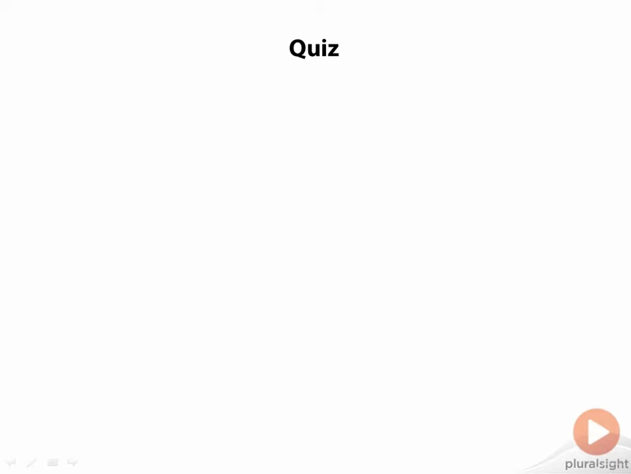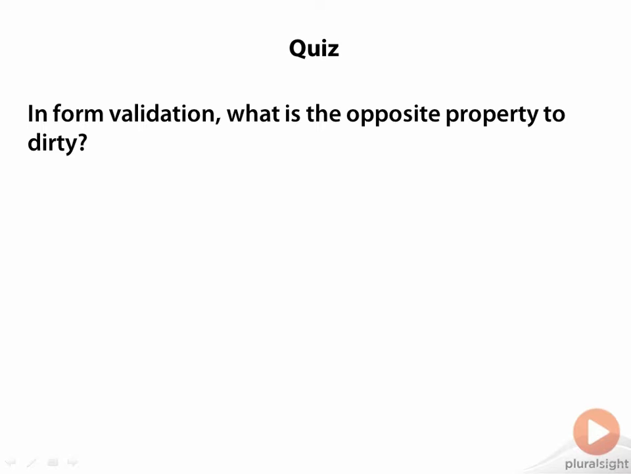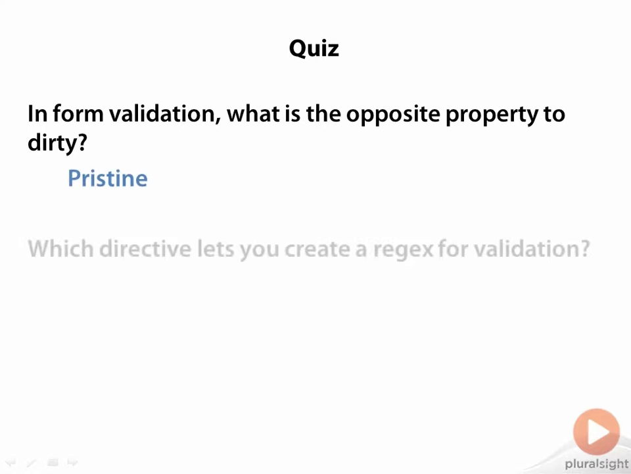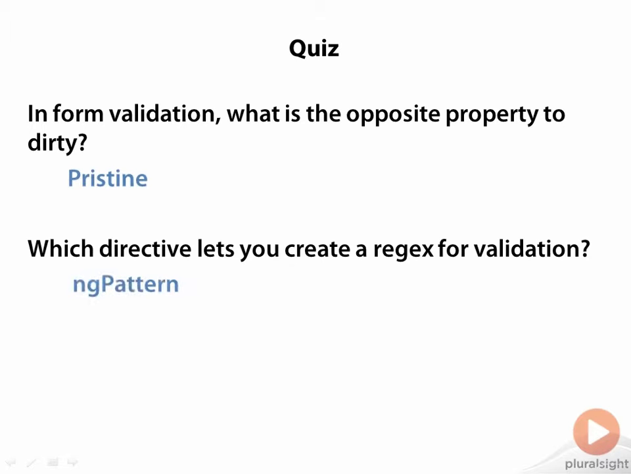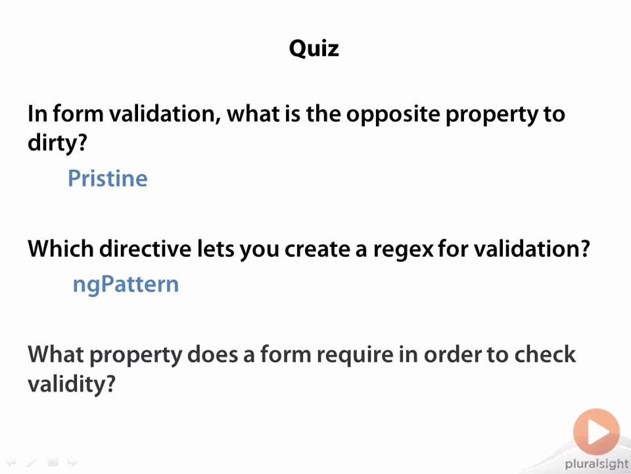Now let's review with a quiz. In form validation, what is the opposite property to dirty? The pristine property has the exact opposite value as dirty. Which directive lets you create a regex for validation? That is the ng-pattern directive. And what property does a form require in order to check validity? A form must have a name in order for you to check any of the validation properties.